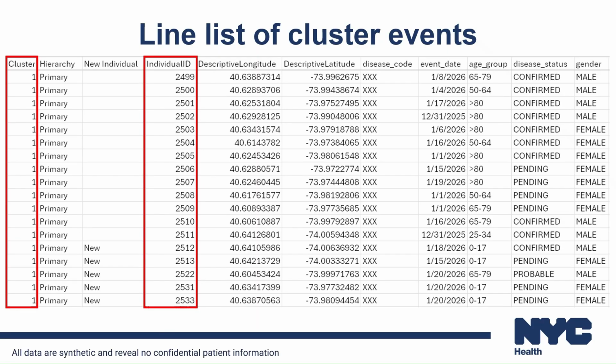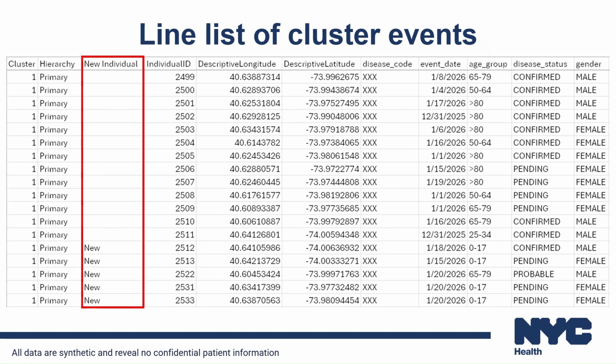This is a subset of the line list output for the sample analysis. It has a row for each individual ID in each cluster. And by specifying a cache file in the case file import wizard, you can request that SaTScan distinguish which events are newly added to a cluster since the last time the analysis was run. If you don't specify a cache file, every event will be flagged as new.